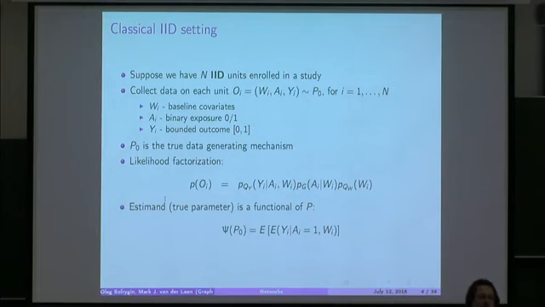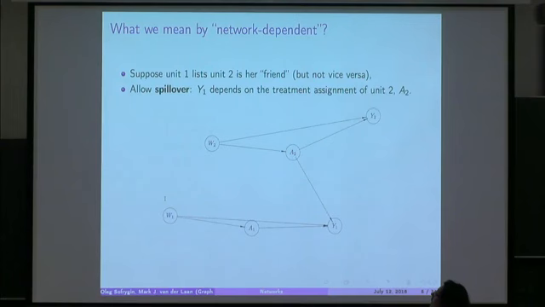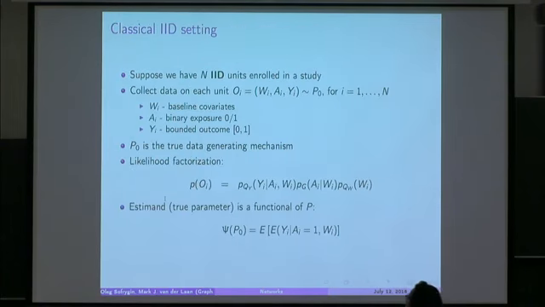So first we'll review the classical IID setup. The simplest possible way it's presented, we will have a study of n IID units, and for each unit we collect some baseline covariates, we observe the exposure, which is binary, and we also record the outcome. Okay, and we say that each unit is generated from some unknown distribution, the true distribution P0, and we can factorize our likelihood in the following manner, where we take the conditional distribution of the outcome as one factor, the conditional distribution of the exposure as another factor of the likelihood, and the distribution of the covariates.